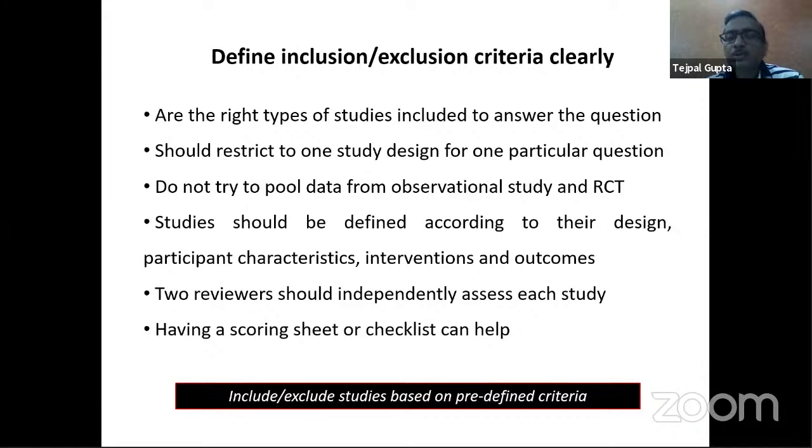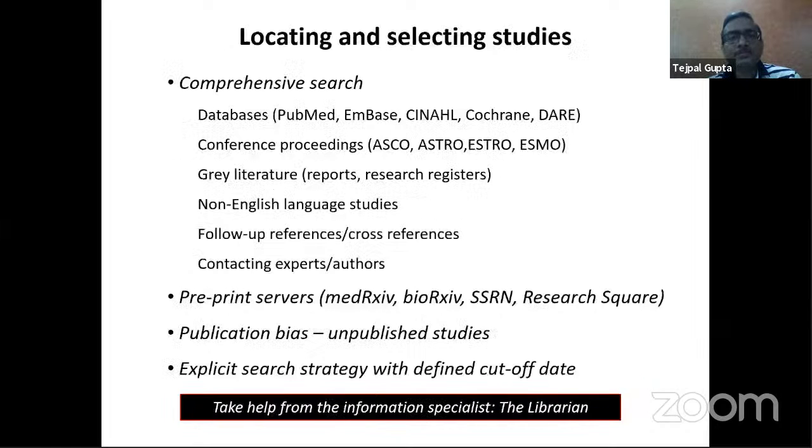You need to define your inclusion and exclusion criteria quite clearly for your systematic reviews. So they have to be based on predefined criteria. Are the right type of studies included to answer the question? The general dictum is to restrict to one study design for one particular question. So you should not try to pool data from observational studies with data from randomized controlled trials. Studies should be defined according to their design, participant characteristics, interventions, and outcomes, and 2 reviewers should independently assess each study. Having a scoring sheet or a checklist generally helps in this case.